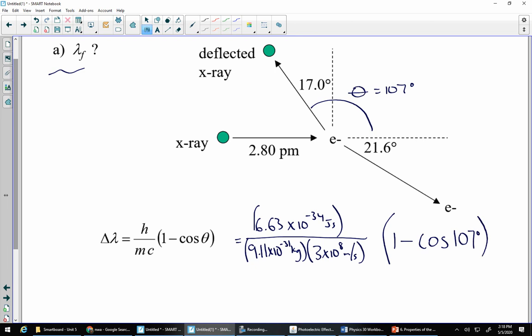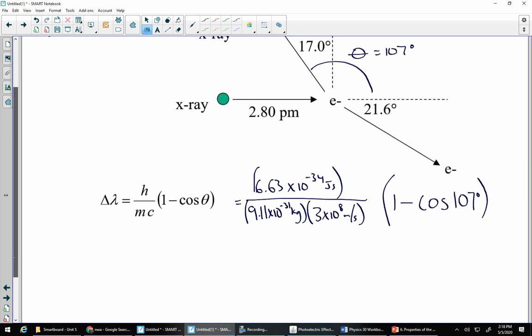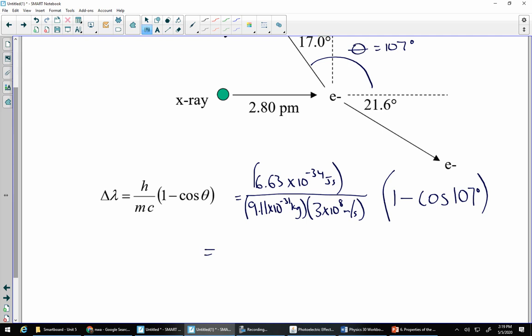107 degrees. So go ahead, I want every single person to try to plug this into their calculator because this can be a little bit trickier. Honestly, what I would do: 1 minus cos 107, get my answer, and then I do that times 6.63 times 10 to the negative 34 divided by 9.11 divided by 3 times 10 to the power of 8. But just make sure, take a moment, plug it in, make sure you get to the right place. So if you're getting 3.135 times 10 to the negative 12 meters, that is perfect. That should be good to go.